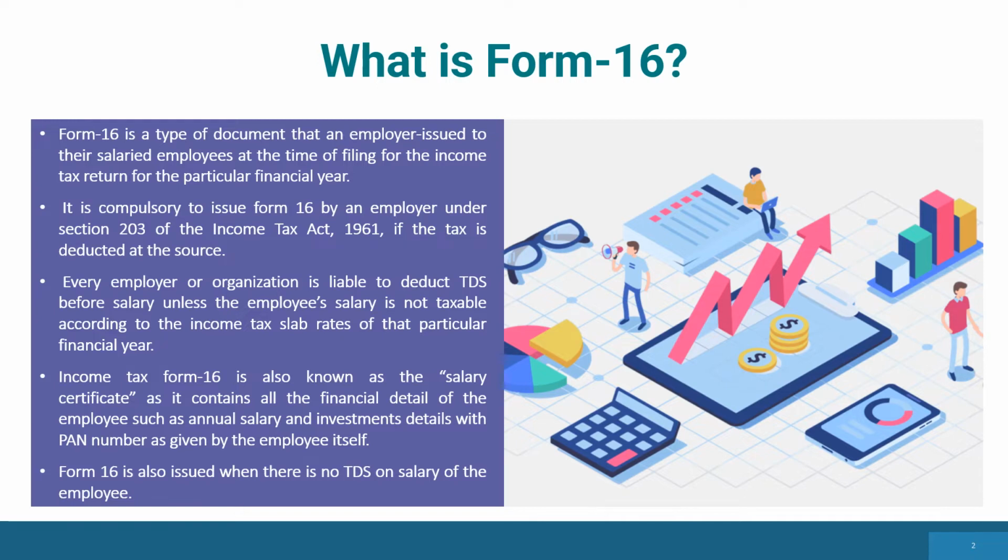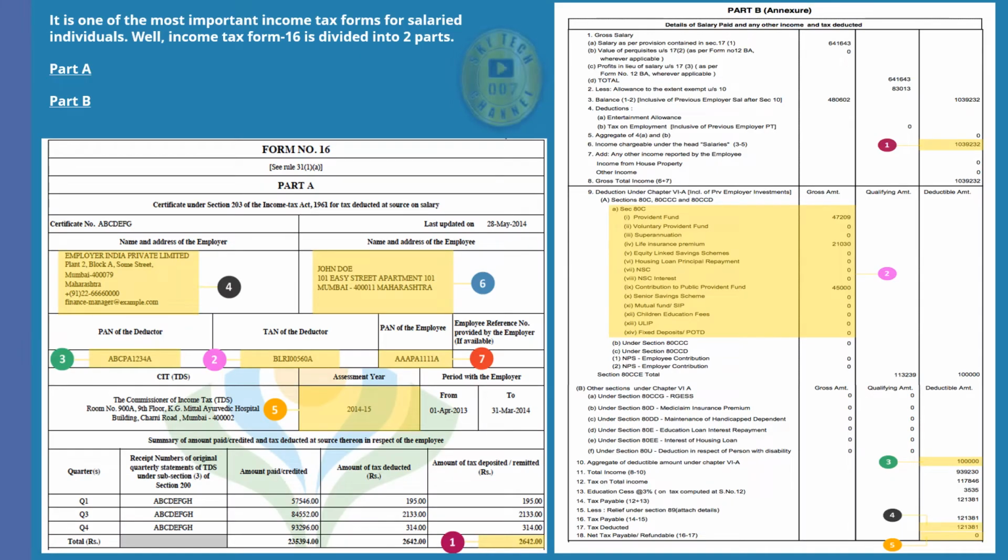Form 16 is also issued when there is no TDS on the salary of the employee. It is one of the most important income tax forms for salaried individuals. Form 16 is divided into two parts, Part A and Part B. We can see a glance at the screenshots below.